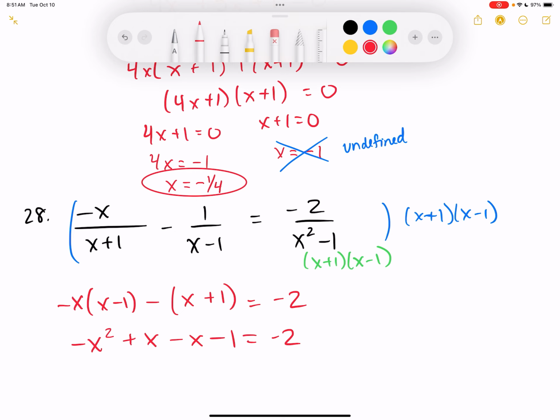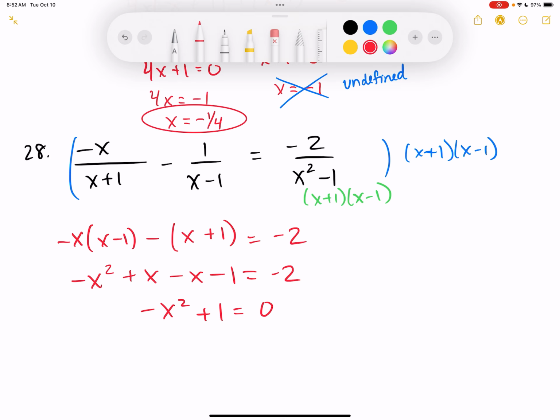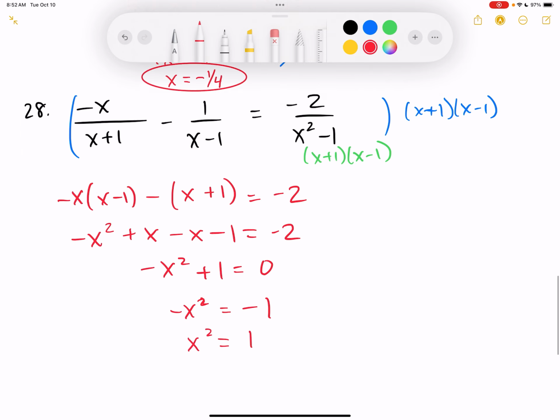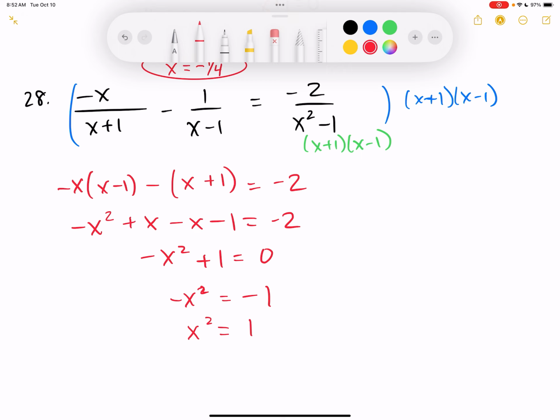So when I combine things, I end up with negative x squared. The x's cancel, so then minus 1 plus 2, so plus 1 equals 0. And then we can just solve this one on out. We don't need to factor it or anything. So we're going to have negative x squared is equal to negative 1. x squared is equal to 1. Then when I take the square root, the square root of 1 is just 1, but we have to remember it's plus or minus. So plus or minus 1.